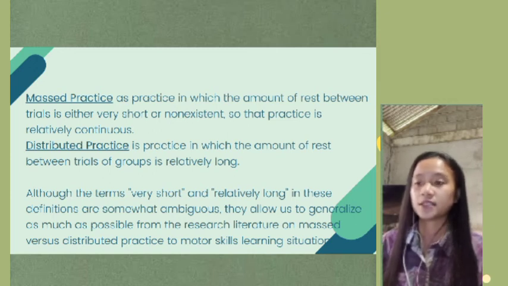Massed practice is practice in which the amount of rest between trials is either very short or non-existent, so that practice is relatively continuous. Distributed practice is practice in which the amount of rest between trials or groups of trials is relatively long. Although the terms very short and relatively long in these definitions are somewhat ambiguous, they allow us to generalize as much as possible from the research literature on massed versus distributed practice to motor skills learning situations.